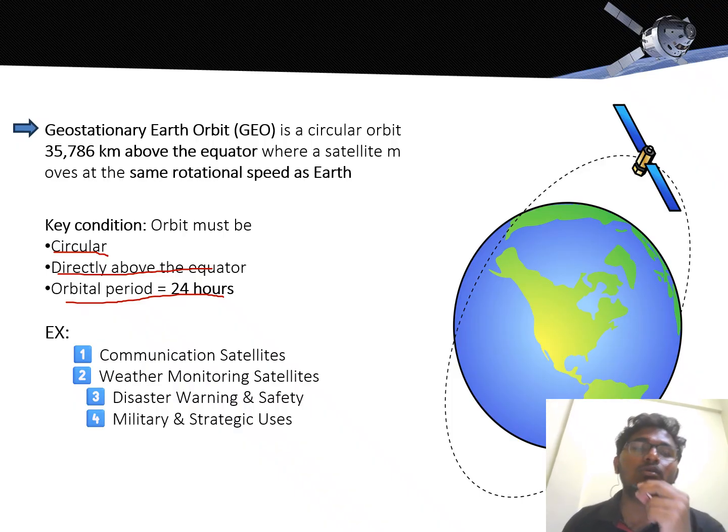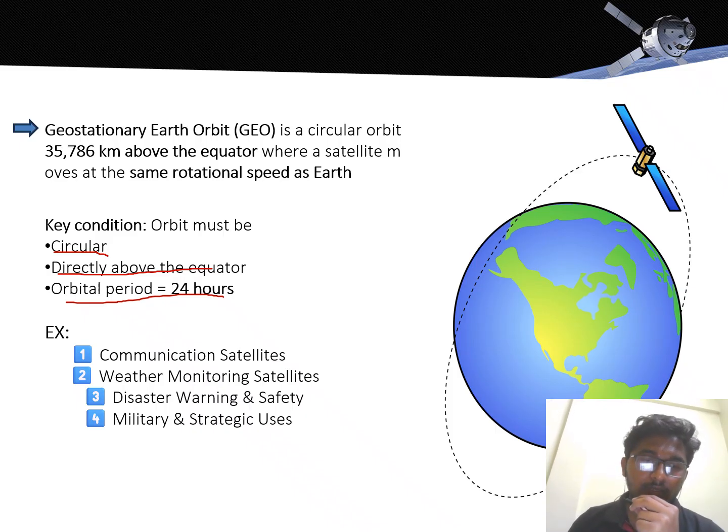The geostationary Earth orbit is usually used for navigation of a certain place continuously, 24 by 7, for navigation purposes. We use the GEOs. Now we see the applications. First one is communications satellites, second is weather monitoring satellites, third is disaster warnings and safety, and fourth is military and strategic usages.